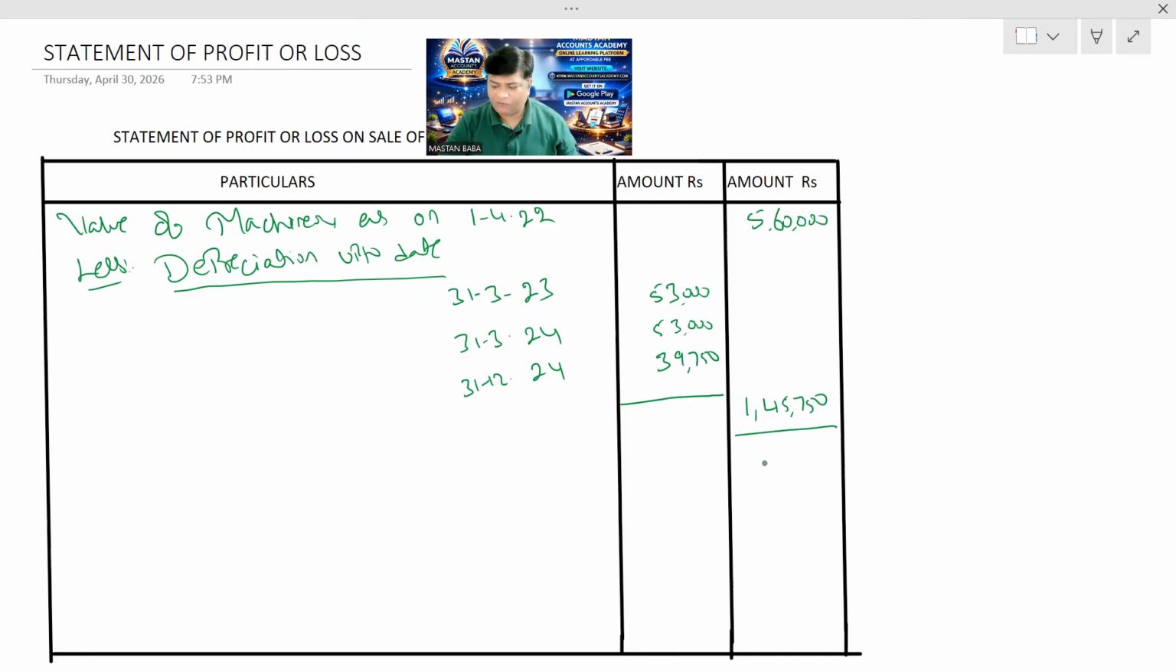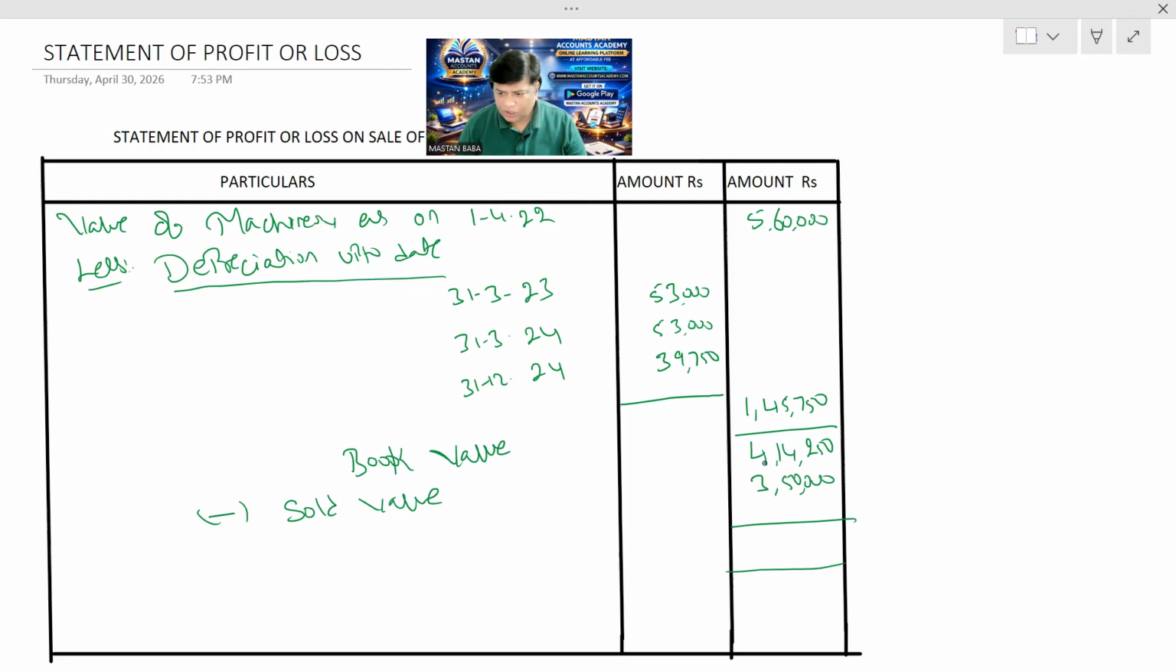So deduct it. 5,60,000 minus 1,45,750 deducted. How much will we get? That comes to a total of 4,14,250. This is our book value of the asset. Less sold value. For how much is it sold? As we know, it is sold for 3,50,000. 3,50,000 means 50,000, and you have 14,250 extra. So the total comes to 64,250, and this is loss on sale of asset. Loss on sale of asset.